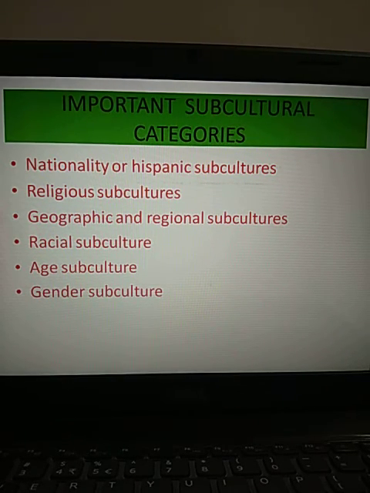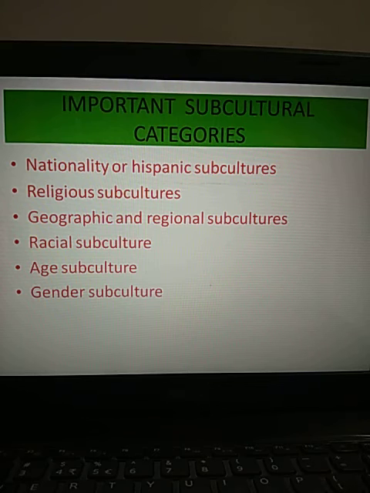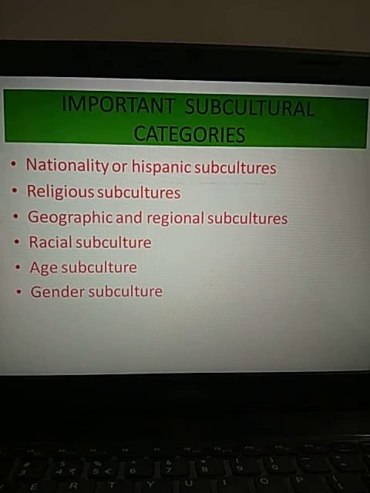So what are the important subcultural categories? What are those? The nationality or Hispanic subcultures, religious subcultures, geographic and regional subcultures, racial subcultures, age subculture, as well as the gender subculture.